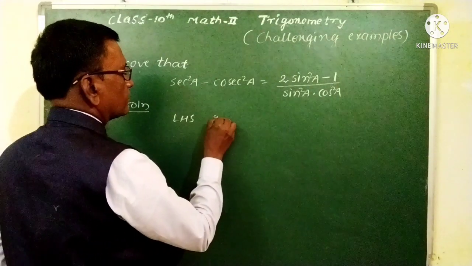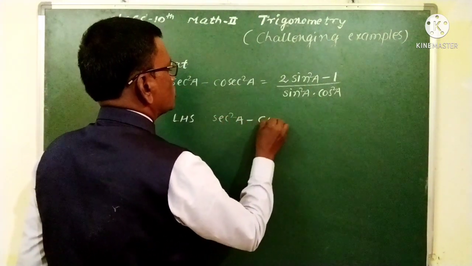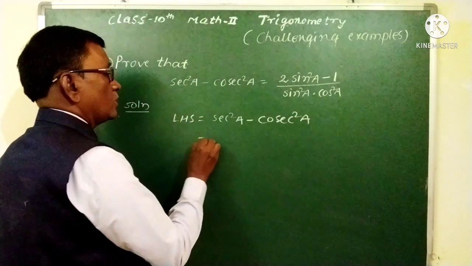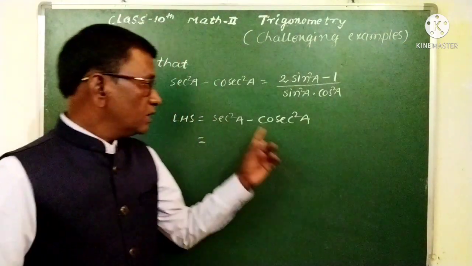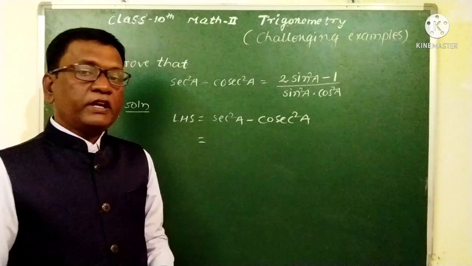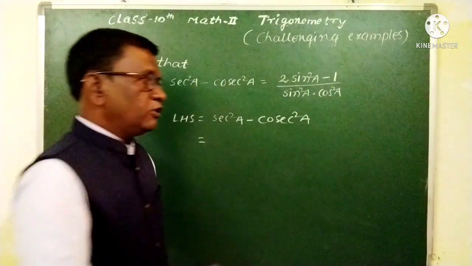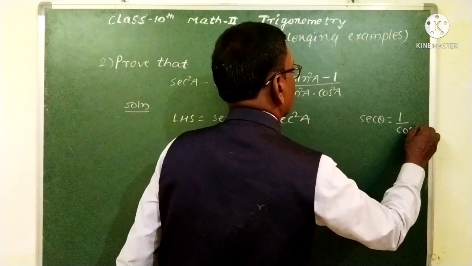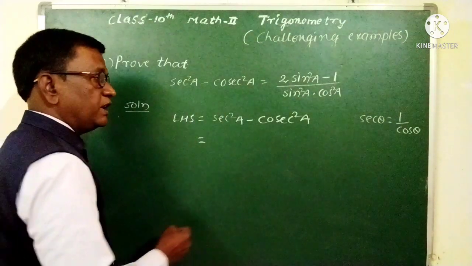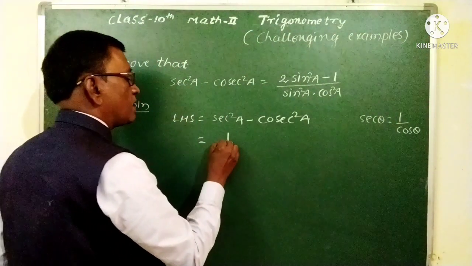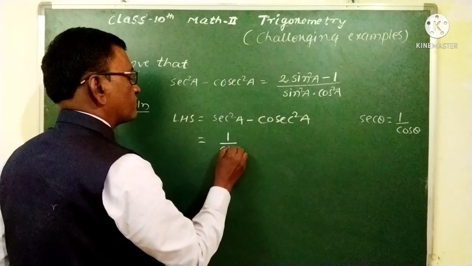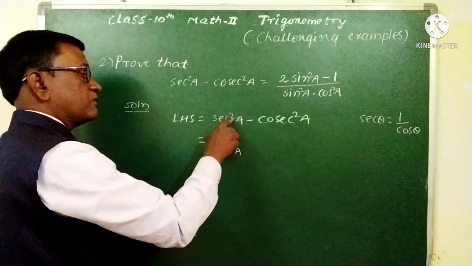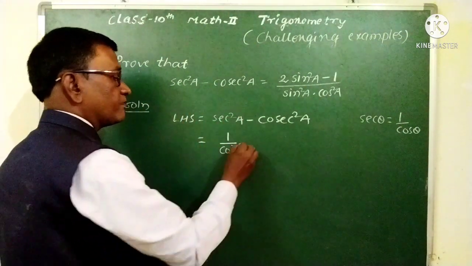We have LHS: sec square A minus cosec square A. We have a formula, so replace this sec square A by its formula. We have the formula sec theta is equal to 1 by cos theta. Replace this sec square A by this formula as 1 upon cos square A. Instead of theta here is A, so the formula for sec square A is equal to 1 by cos square A.